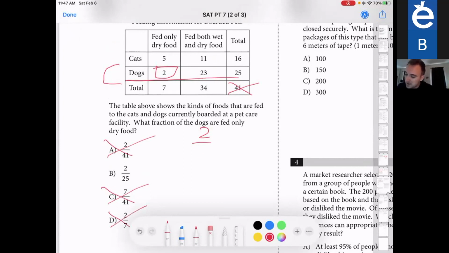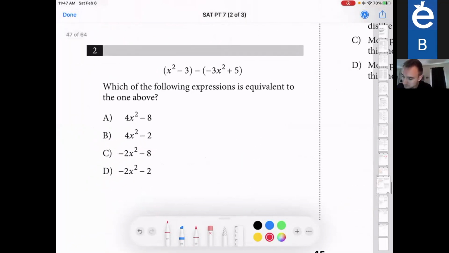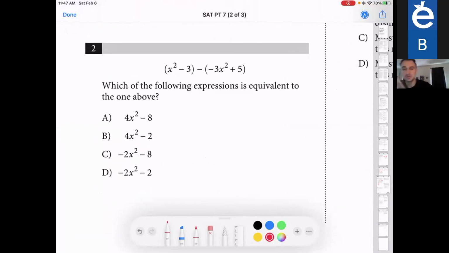2 out of 25 would represent the number of dogs that are fed only dry food. So B here is our answer. That makes sense. Yeah, let's move on to this one, number 2. Might try and be a little choosy here about the problems that we do in our last 10 minutes.